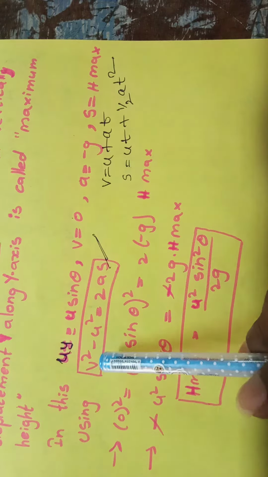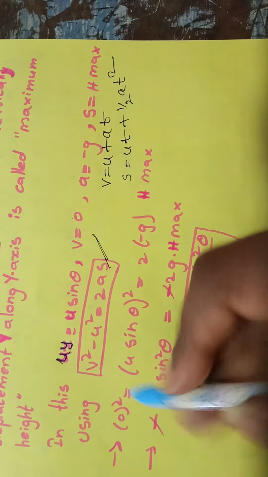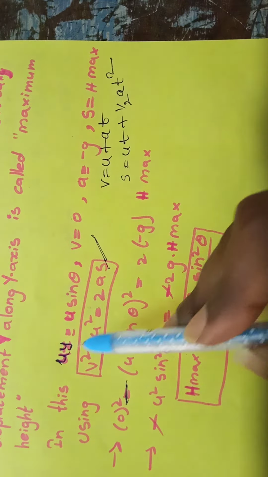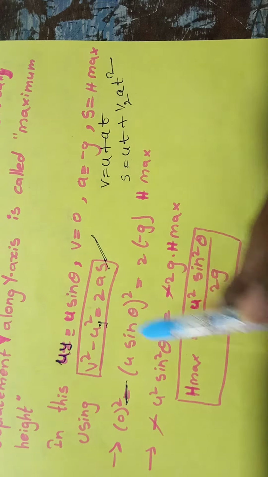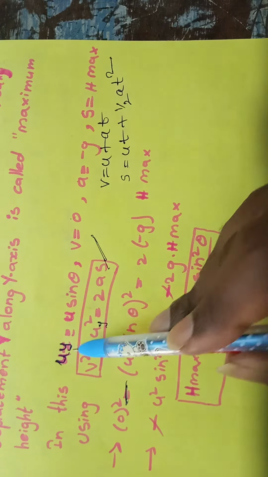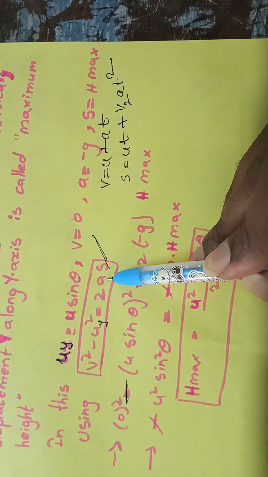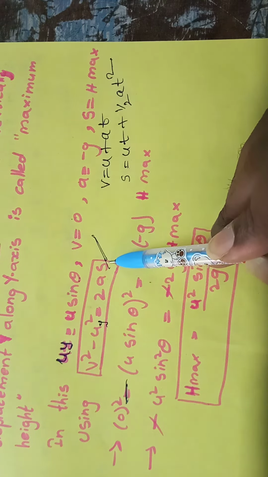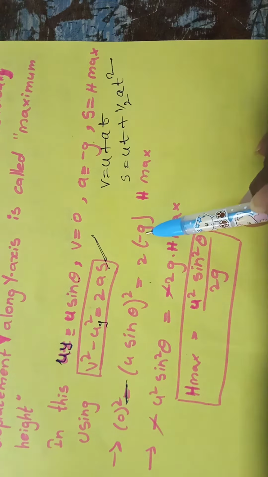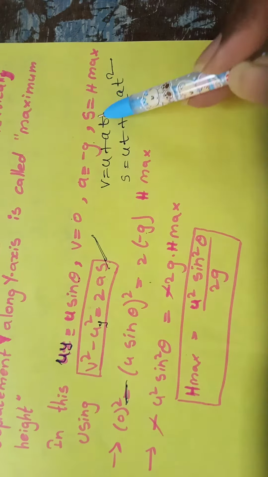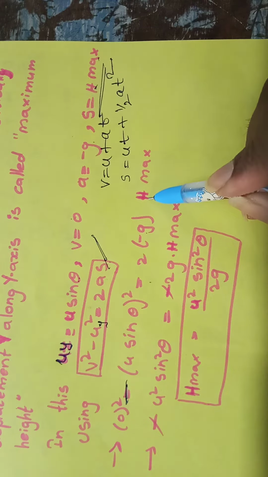Now substitute the values. The v value is 0, so 0 square minus u, which is the uy value, u sin theta whole square, is equal to 2as. A means acceleration due to gravity, which is minus g. S means displacement, which is the maximum height.